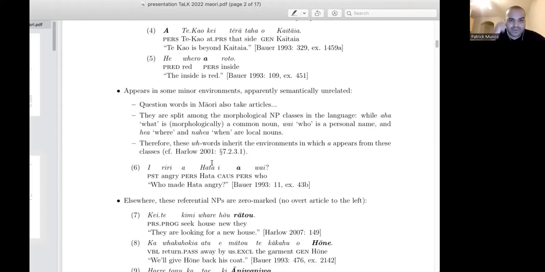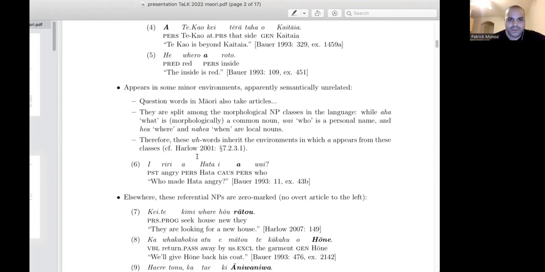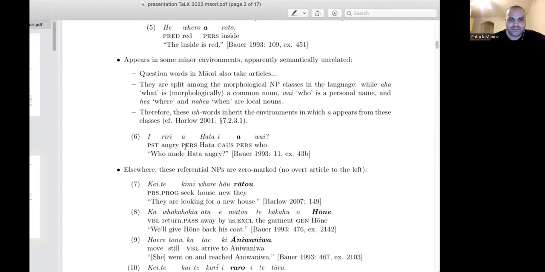There's a minor environment where these appear, as I said. Maori question words, WH words, take articles too, a little bit strange. And the strategy seems to be it just kind of deals them out among the various morphosyntactic categories of the language. So anytime a question word is put into a category that gets a marking, the question word will get it too. So aha, what, is just a common noun, but wai, who, acts like a personal name, and then hea and nahea act like local nouns or locations. So they inherit the morphological properties, and you can get things like in the question, who made Hata angry? You have to say, a wai made Hata angry?